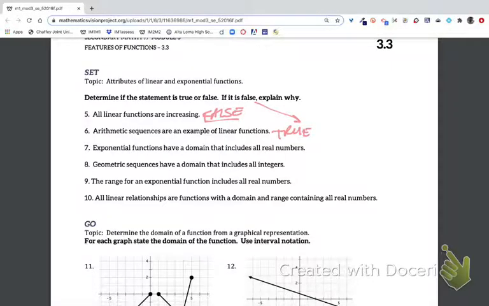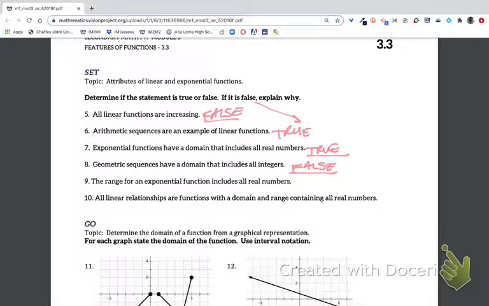Exponential functions have a domain that includes all real numbers. That is going to be true. There might be some ways around that. Number 8, geometric sequences have a domain that includes all integers. False. Not necessarily. I'll let you go back and look up what a geometric sequence is.